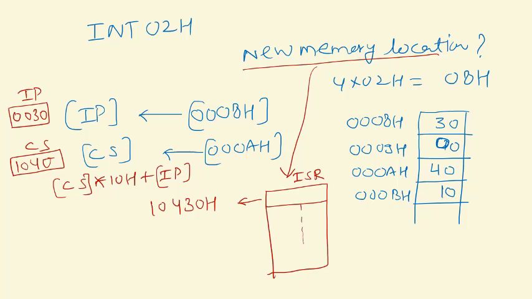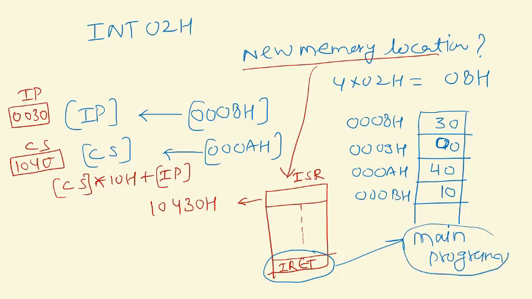After executing these instructions, there will be IRET. After execution of this IRET, the program will return to the main program. So this is the way through which the interrupt instructions are executed.